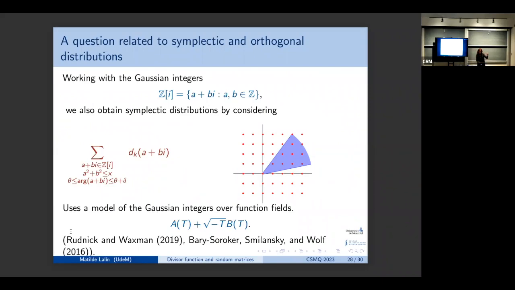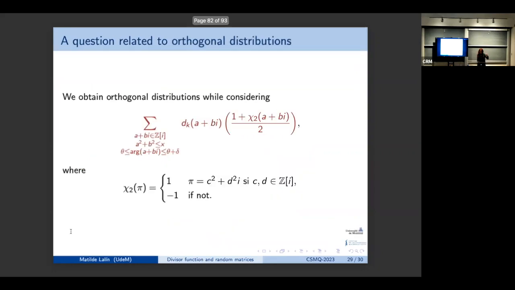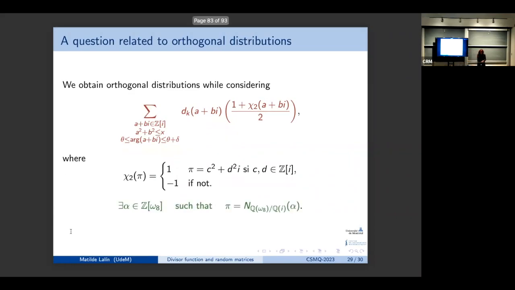Now, we can twist this problem, again, literally and figuratively. If we twist this problem, we get orthogonal distributions. So to get an orthogonal distribution, we had to twist by some character that essentially, for a prime in the Gaussian integers, we count the number of ways of writing it as a sum of squares. So it's a very weird condition that has to do with when a prime over the Gaussian integers is the norm of something in the field adjoining the roots of unity.